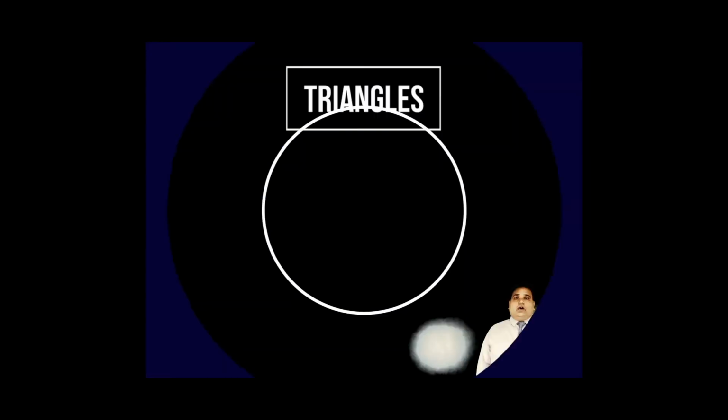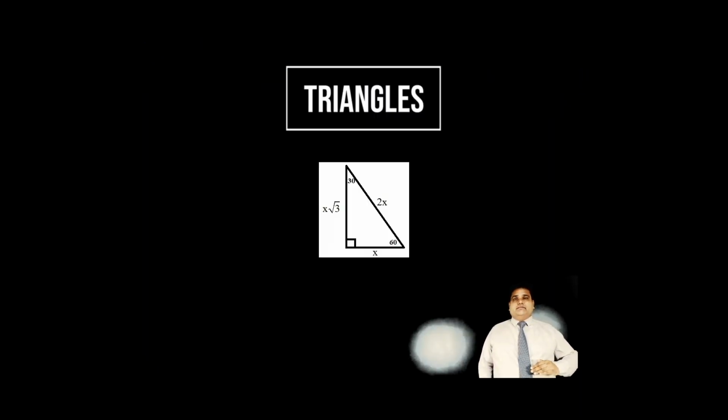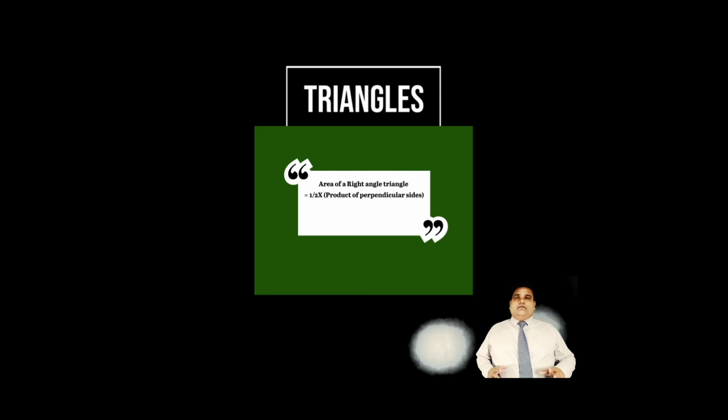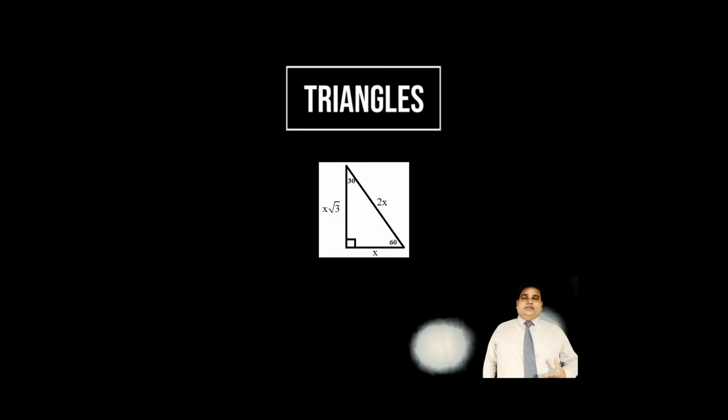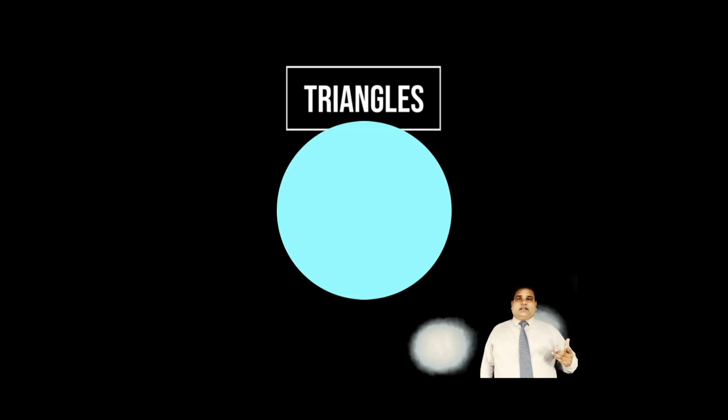Concept number 26, area of right angle triangle. The area of a right angle triangle is what? Half the product of the perpendicular sides. As you can see in the diagram, this is a right angle triangle where one angle is 90 degree. So if we multiply the two perpendicular sides and multiply by half, we can easily find out the area of the right angle triangle.